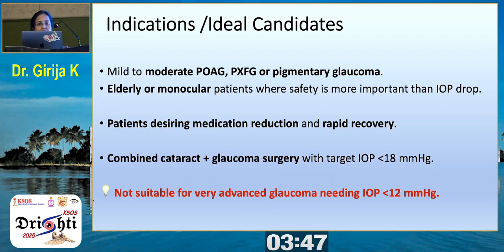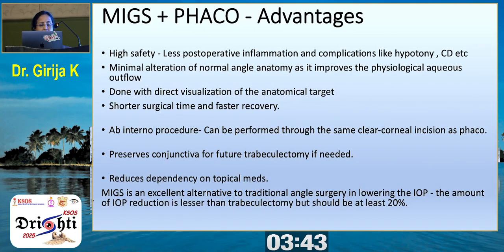So when a moderate reduction is desired, you can opt for this. It has a high safety level, and the angle anatomy is not that altered. You are directly visualizing it and going ahead with the procedure, and it has a shorter surgical time. It can be easily combined with cataract surgery because it can be done through the same clear corneal incision. It preserves the conjunctiva, so you can do a future trabeculectomy, and it reduces the dependency on topical medications.